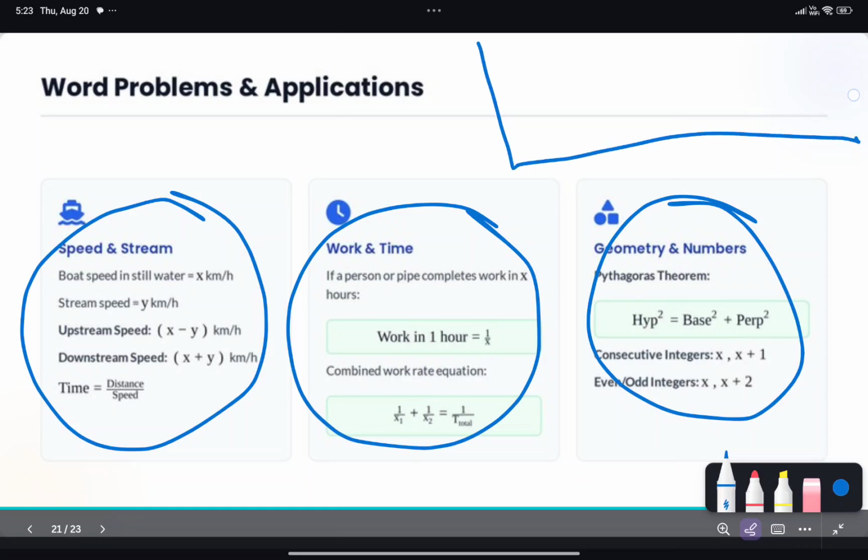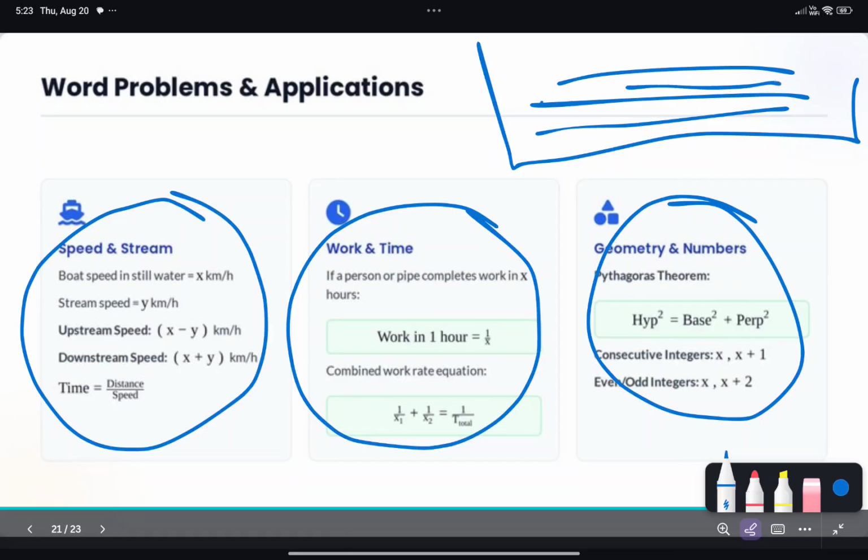Second, the opposite case. The stream flows in this direction, yes or no? The boat travels like this, in the opposite direction. The speed of the boat upstream is x minus y. This is x, the speed of the boat, and y is the speed of the stream. You subtract x minus y, then you get the upstream speed.